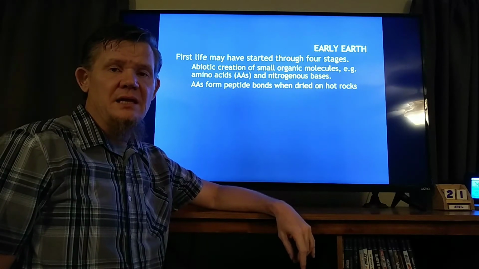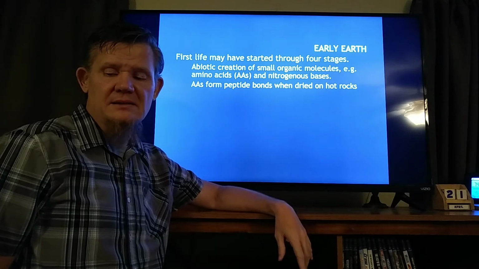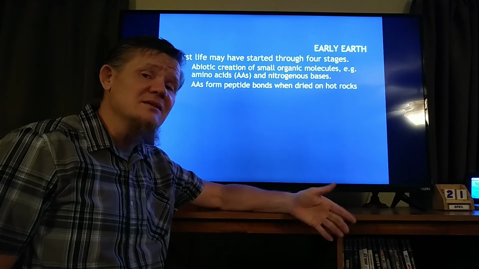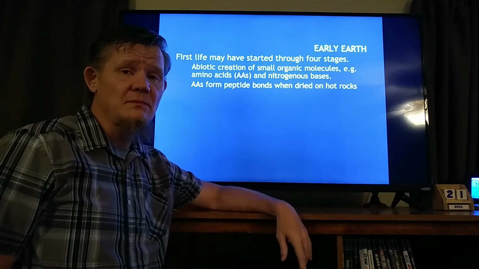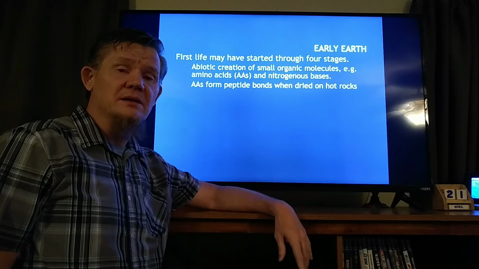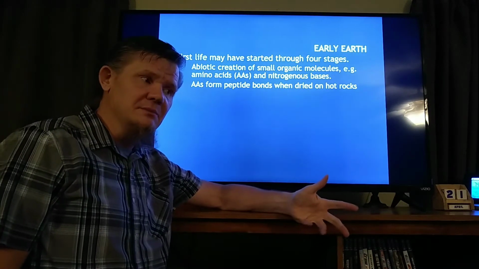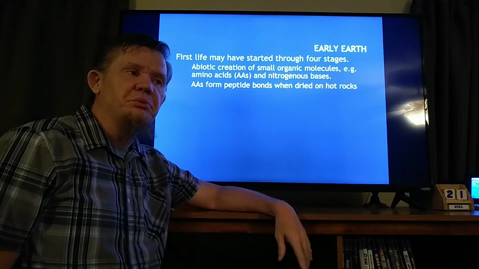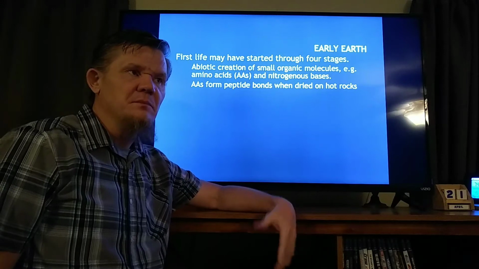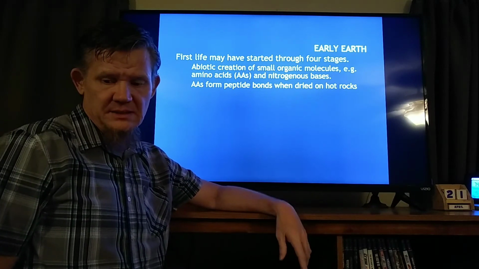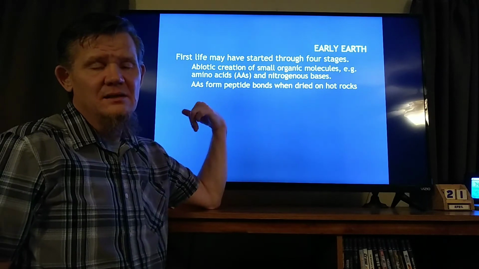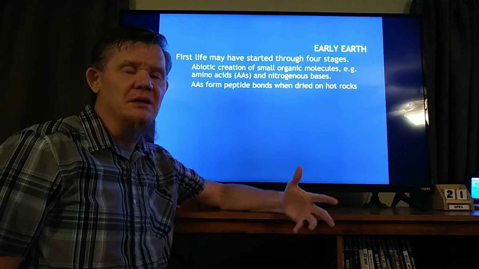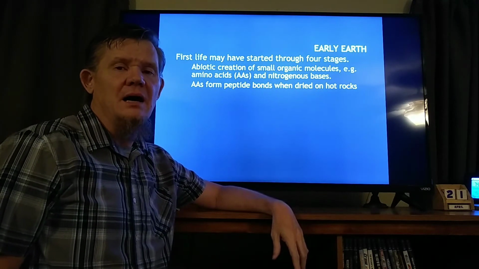Examples of these organic chemicals would be like some simple amino acids, some nitrogen bases like the A's and the T's and the G's and the C's that we find in DNA. We can actually make these things from non-living sources. Living things are really good at making them because it's essential to life. But non-living processes can accidentally make these things. Amino acids will form peptide bonds when soups containing amino acids are allowed to dry on hot rocks.